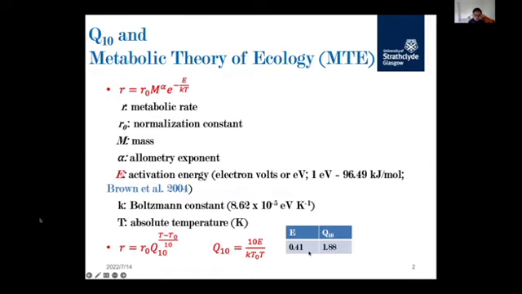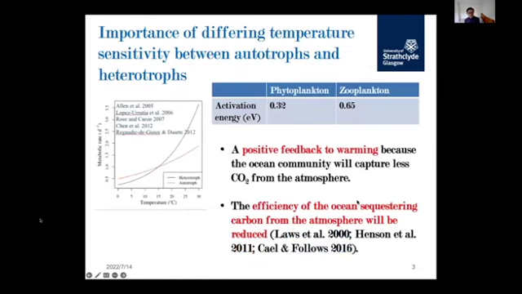So for example, usually we say the Q10 of primary production is about 1.88, which can be converted to an activation energy, denoted as E here, of about 0.4 electron volts. So you can approximately map the activation energy to a Q10 value. I don't want to spend too much time here, but the key question is whether there is a difference in temperature sensitivity between the autotrophs and the heterotrophs.